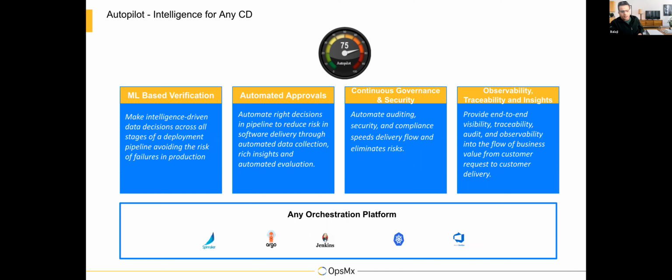Now, the Autopilot product itself works across different tools. Obviously it works with Spinnaker, and today we're going to talk about how it works on open source Spinnaker. But it can also be used with Argo or Jenkins or Kubernetes-based deployments or Azure DevOps or other CD tools. So this intelligence is not limited to one CD, and you can leverage it if you're using some other CD tools. But today we will primarily focus on Spinnaker.